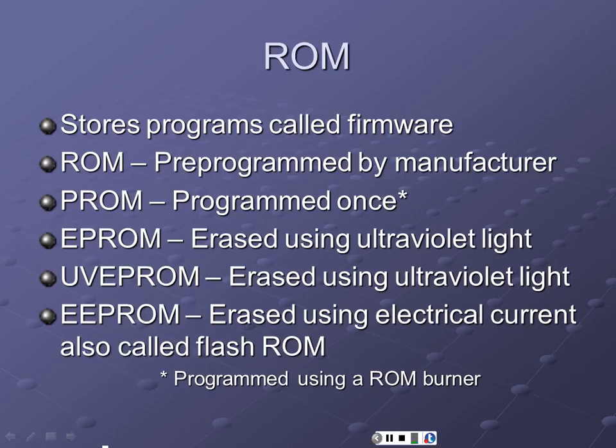Then we went to EPROM, which is erasable using ultraviolet light, which is the little eraser that I just sent around. Actually UV is the same as EEPROM, so both of these two are basically the same thing. Now, most of your computers have the electrical erasable. It's erased using electric current, and you can flash it. This is also called flash ROM as well as EEPROM. And these last three can be erased and reprogrammed as many times as you want to.